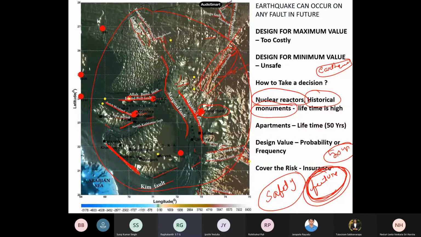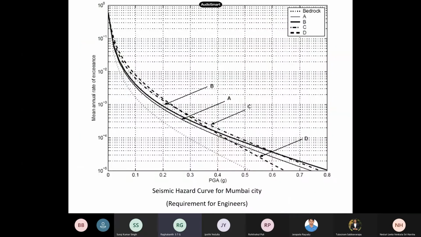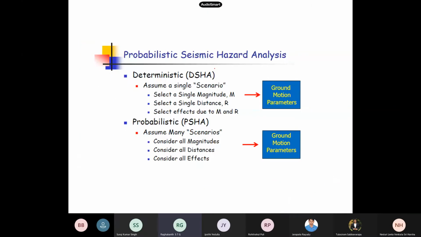Then they used to fix the magnitude, using some intuition, assuming one magnitude. Then, from the GMPE, because you have uncertainty in the GMPE, they computed the mean, mean plus sigma, mean plus 1.65 times sigma, mean plus 2 sigma, and then did the design. This was the older approach, which we call deterministic seismic hazard analysis. You assume a single scenario.